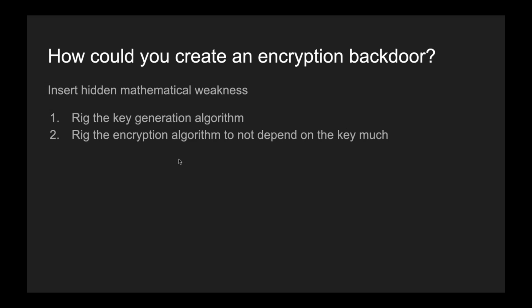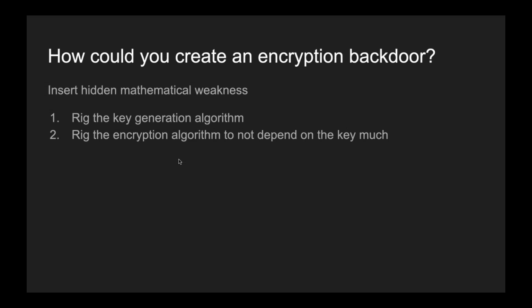The idea is generally to insert a hidden mathematical weakness in it so that anyone else, if you don't know the weakness, it's pretty tough to decrypt the message. But if you do know the weakness, then you have your secret backdoor. And there are two good places to hide your secret weakness. The first is to rig the key generation algorithm, which is the algorithm used to create the keys in the first place. So if you know what the keys are going to be ahead of time, then the rest of the encryption doesn't matter because you just have the keys and you're good to go.